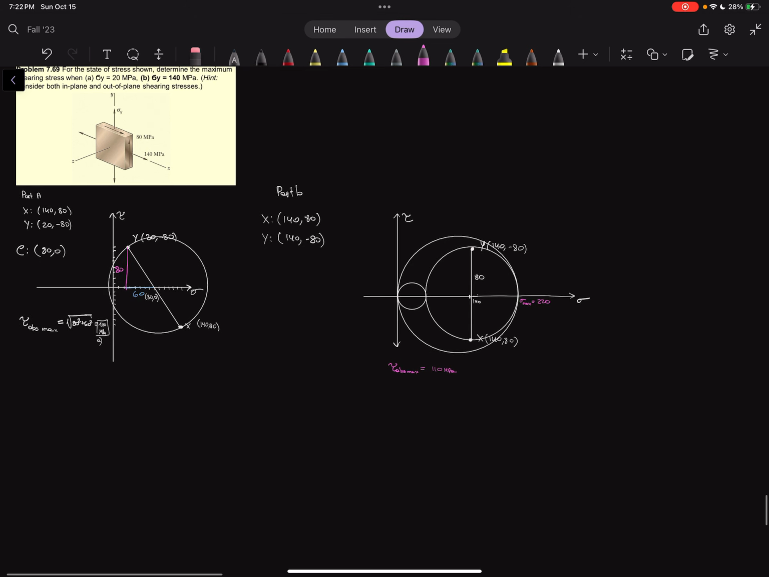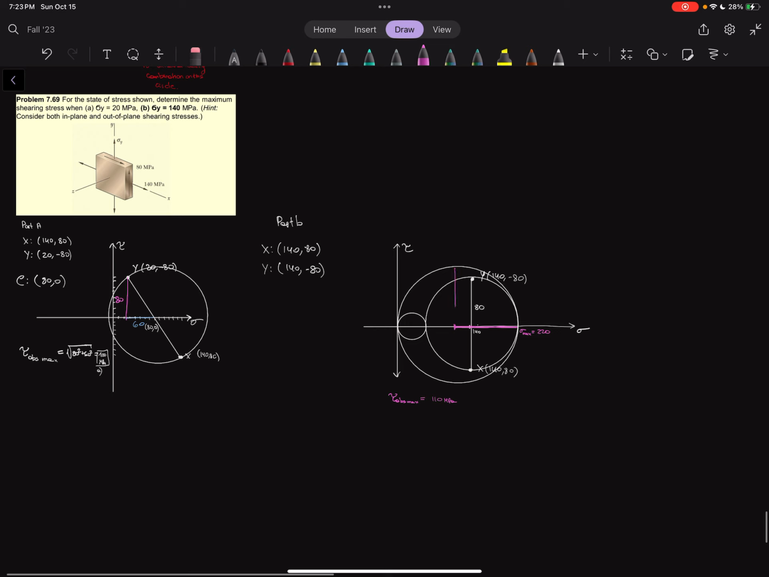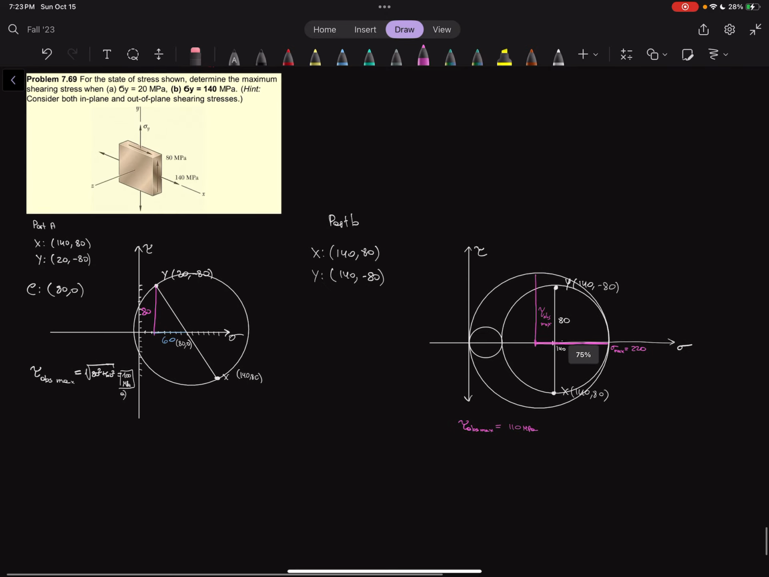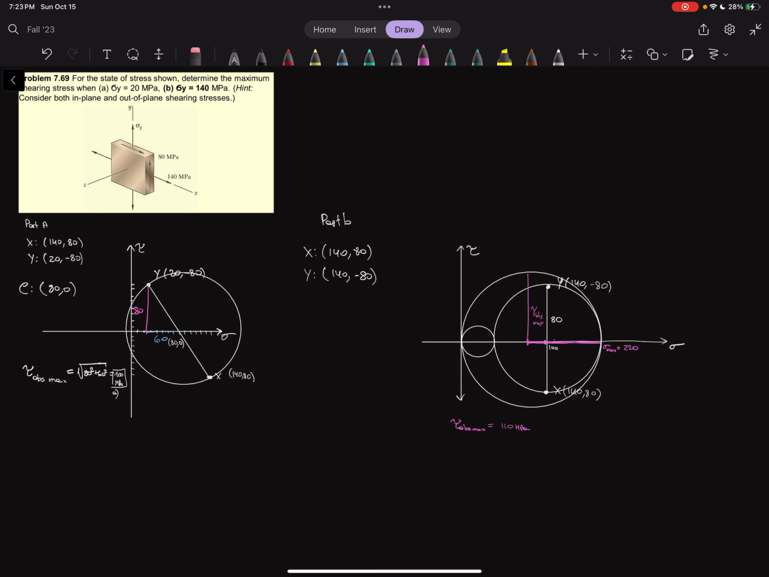And that's because half of this distance is the radius for the big circle, tau absolute max, right there. Let me just double check that I did it correctly. Okay, and this is it. I hope this was useful, and I wish you good luck on this section for tests.